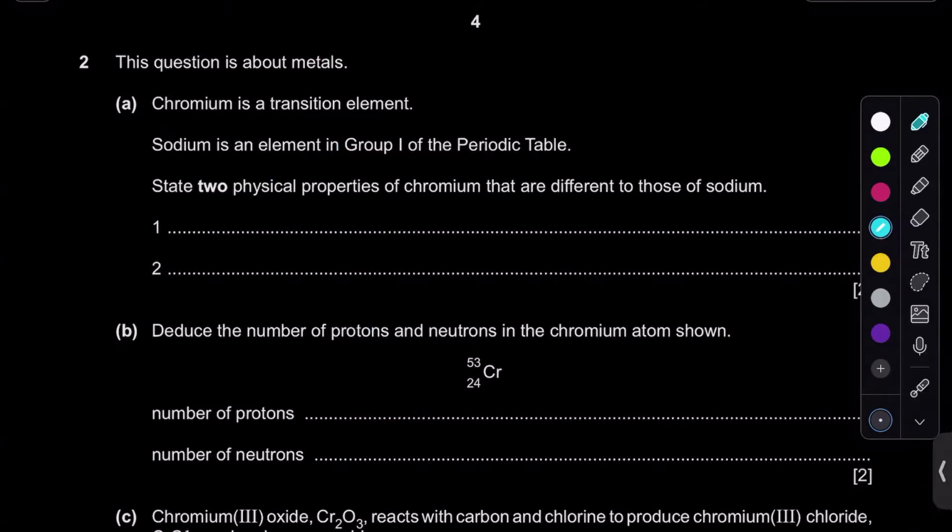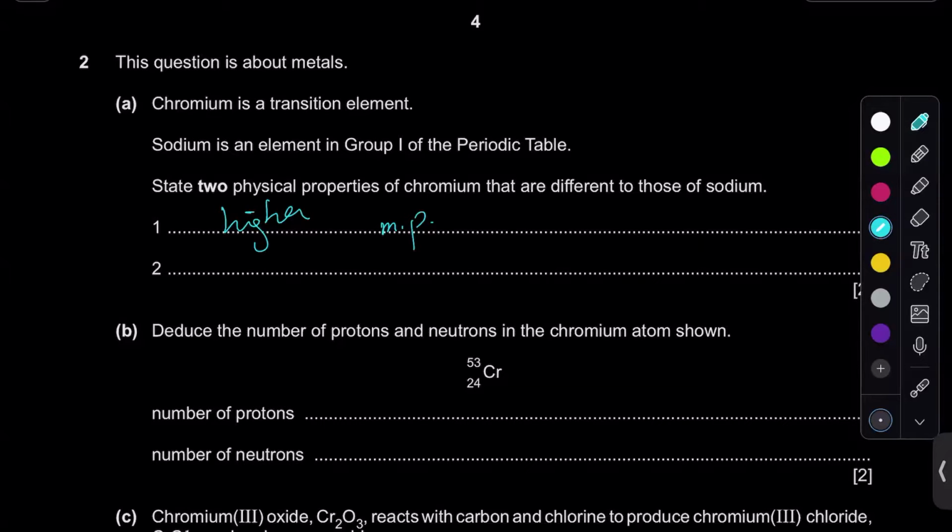This question is about metals. Chromium is a transition element. Sodium is an element in group 1. State two physical properties of chromium that are different from those of sodium. Now, one is, of course, that chromium, because it is transition metal, it has stronger metallic bonding, right? So it has higher melting point.